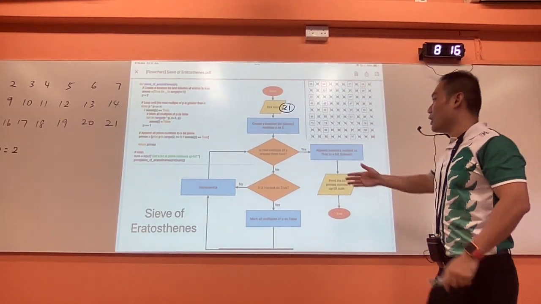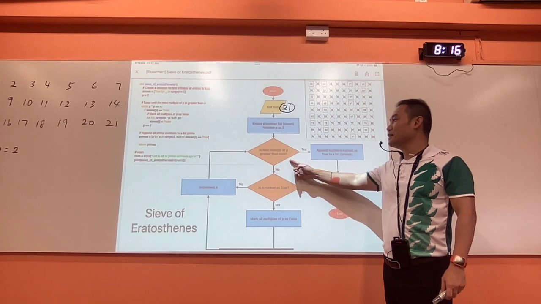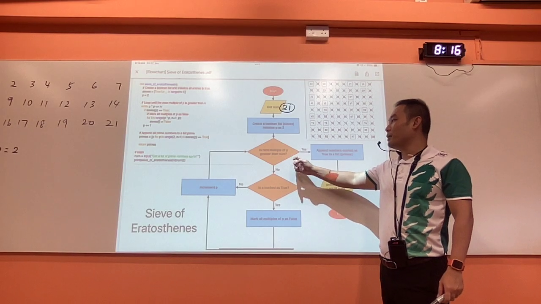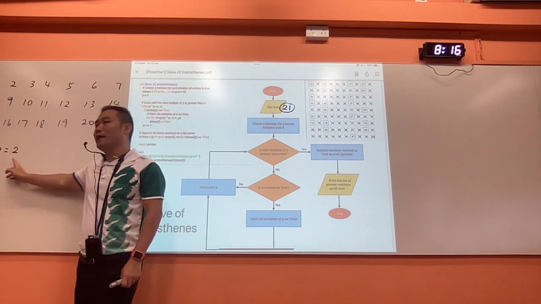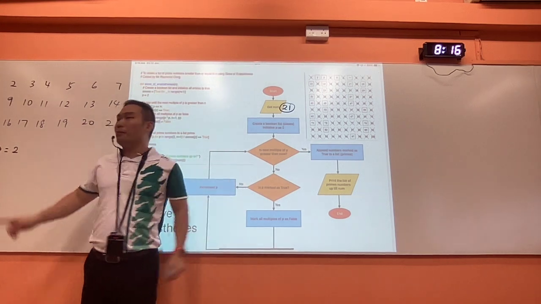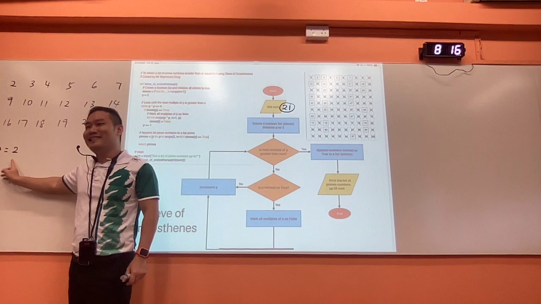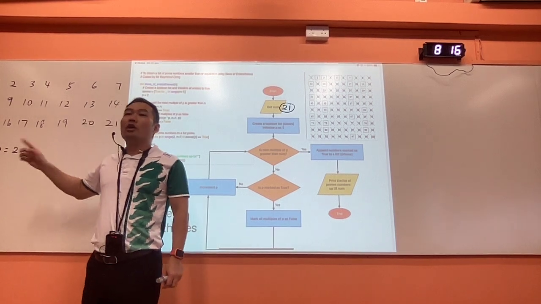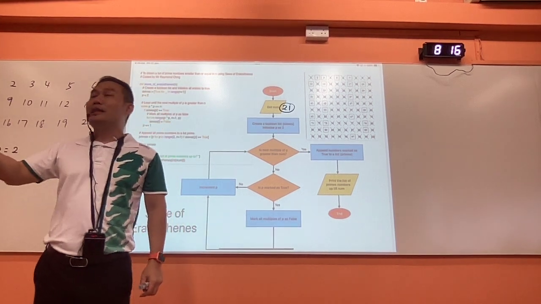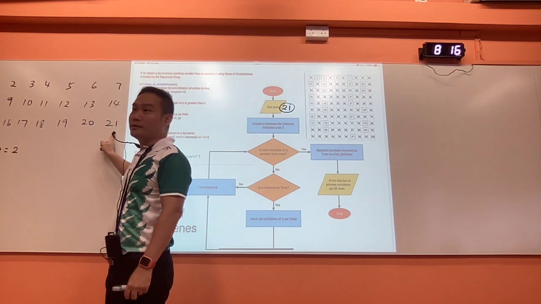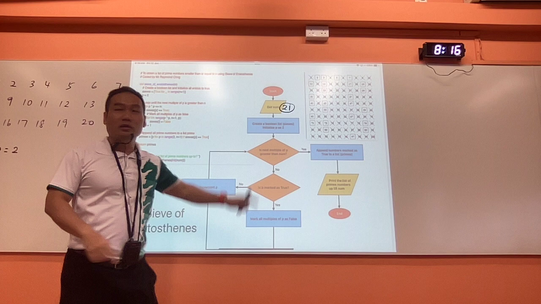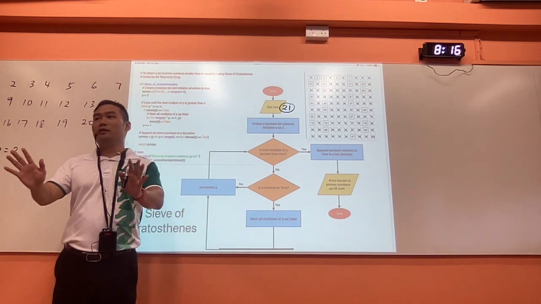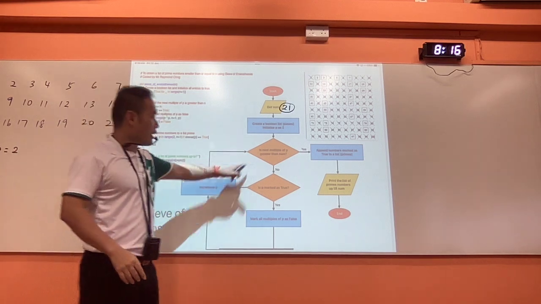So let's begin the algorithm. First question we want to ask is: is the next multiple of P greater than num? What does it mean? My P is 2, so the next multiples of P will be 4, 6, 8, 10, and so on. We'll keep testing them until it goes more than 21, because 21 is the num. Now it's at 2, not yet. So if it's not yet, we go down.